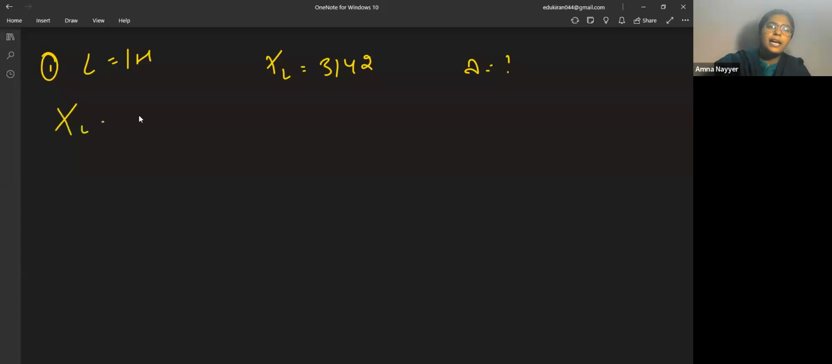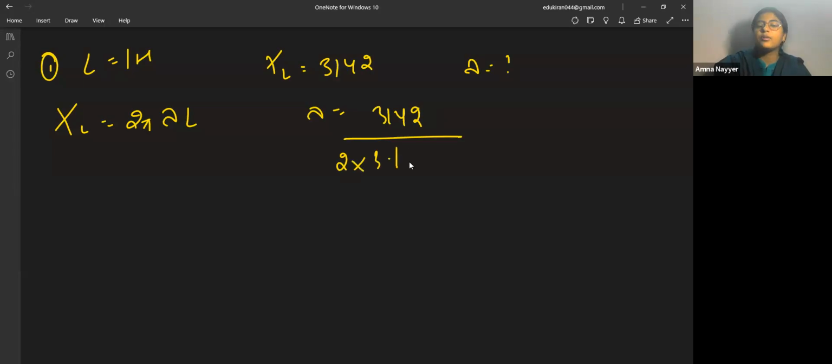See, XL is equal to 2 pi nu L. So from here, frequency will be equal to XL over 2 pi L. Alia, just check your calculations, I think you have made a silly mistake. So this becomes 3142 divided by 2 into 3.14, right? You can ignore this 2 also for the calculation, the answer will come the same.